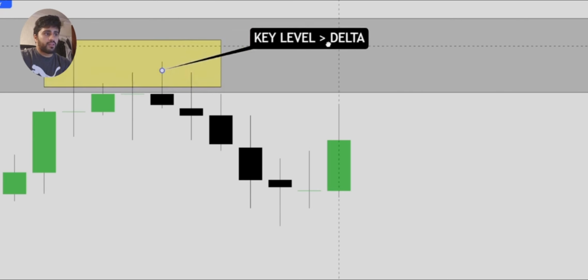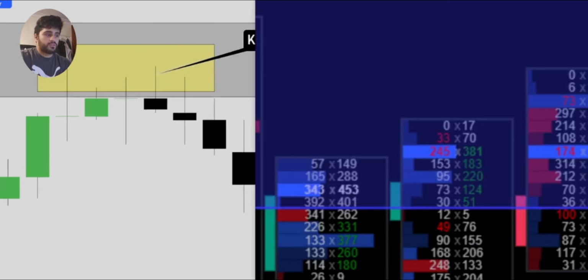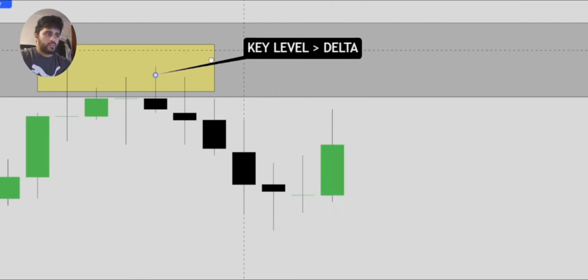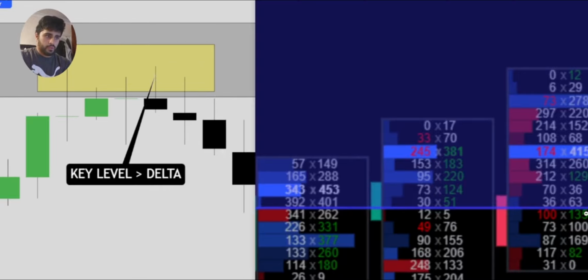Now, in this case, we have a positive delta, right? Positive delta, or blue delta. If you have a negative delta, it just comes up as red. But when you have a positive delta, it comes up as blue. What that basically means is there are more aggressive buyers than aggressive sellers. So in other words, the buyers are putting in lots of effort, but they're not being rewarded.